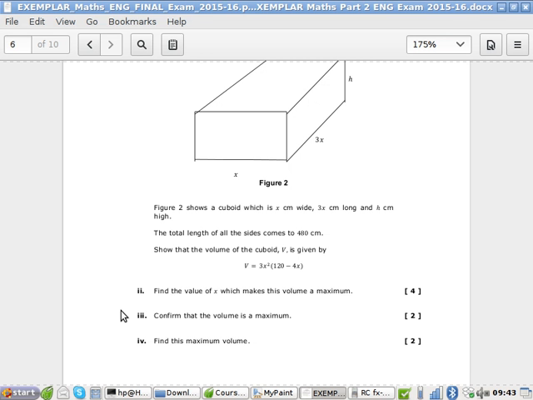Four seems a believable number, yes. And could you show us maximum too? You get 720x minus 36x squared. Then 720 over 36, which is... That's the first derivative, yeah?